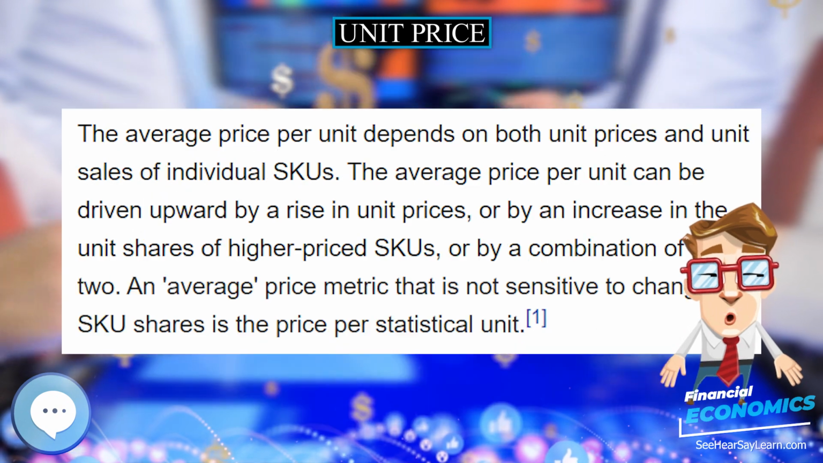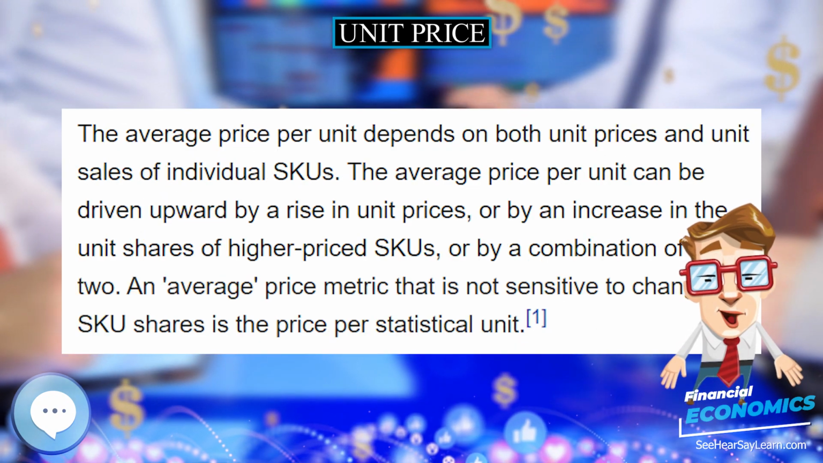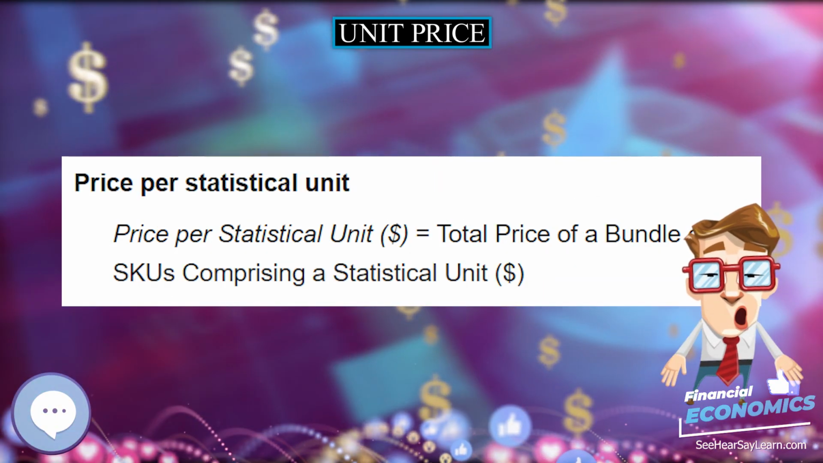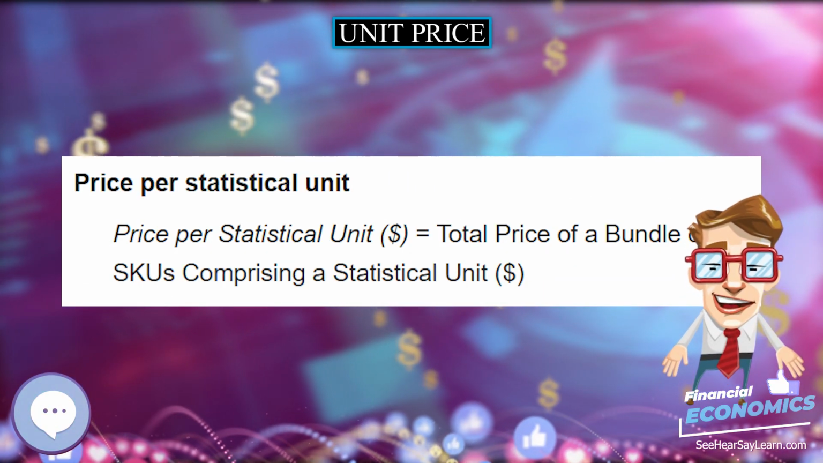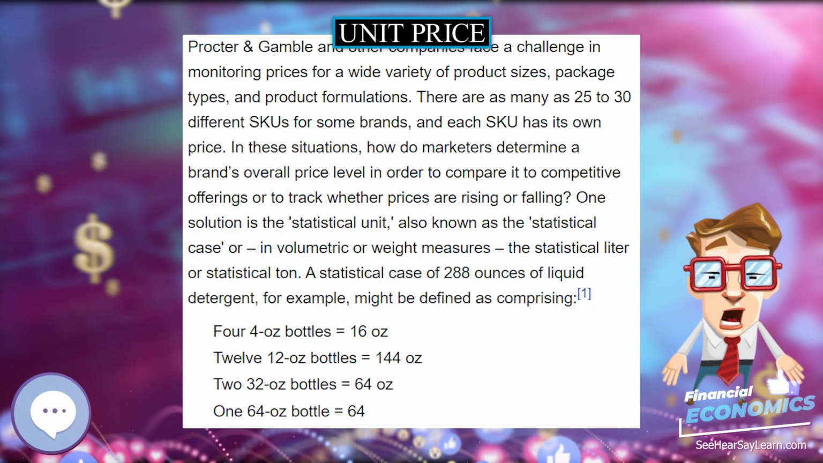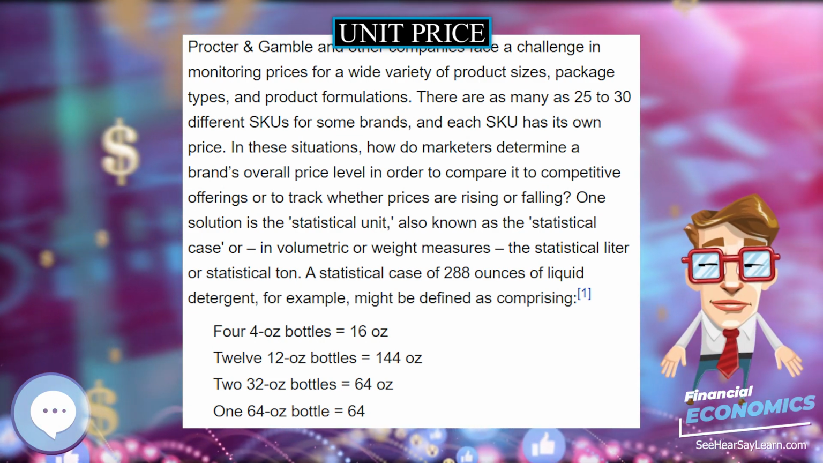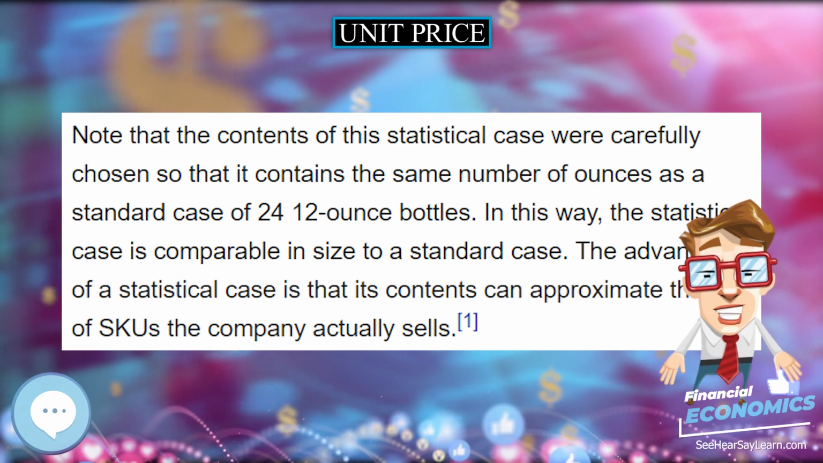The price of a statistical unit can be expressed either as a total price for the bundle of SKUs comprising it, or in terms of that total price divided by the total volume of its contents. The former might be called the price per statistical unit, the latter, the unit price per statistical unit.